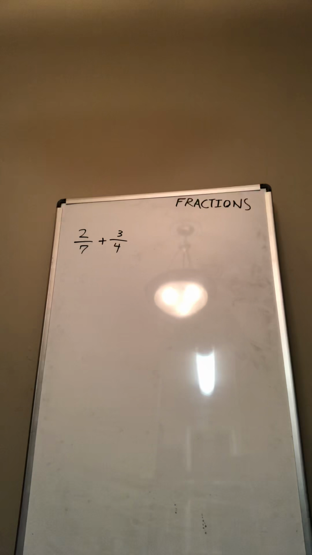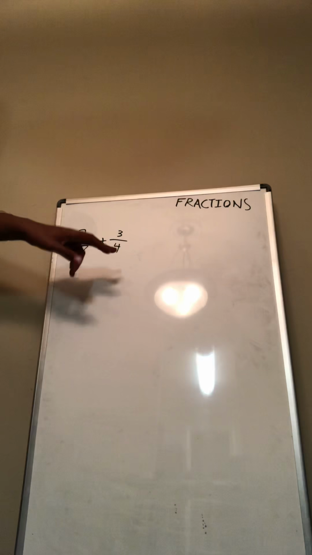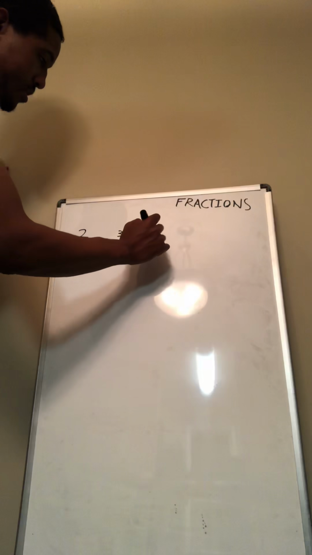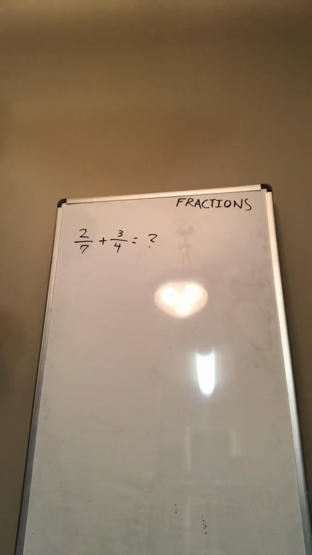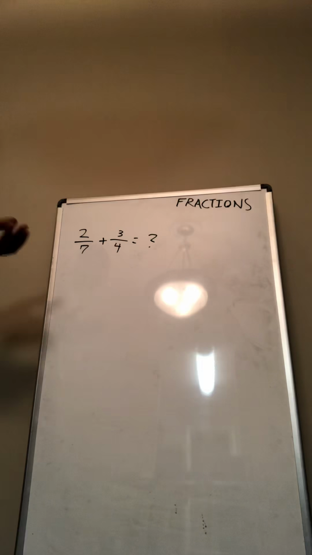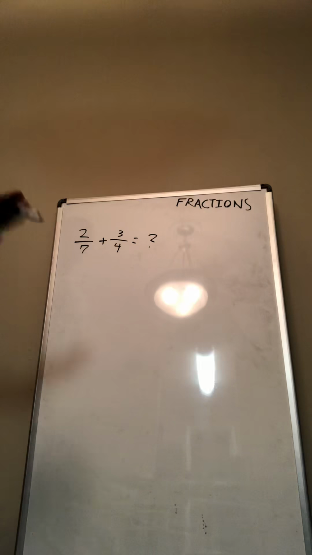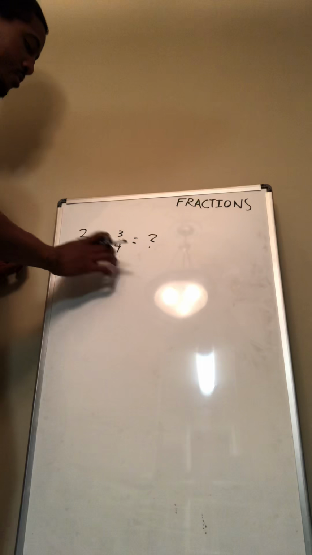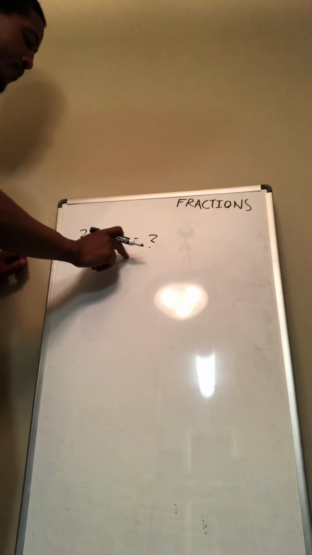We're coming at you with a fraction problem. So this is, I believe, 4th grade, 5th grade math. So here we have 2/7 plus 3/4 is equal to question mark. So our first order of business in this problem is to find a common denominator. Now you know when you're adding and subtracting fractions, you always have to find a common denominator before you can solve the problem. So let's find a common denominator between 2/7 and 3/4.